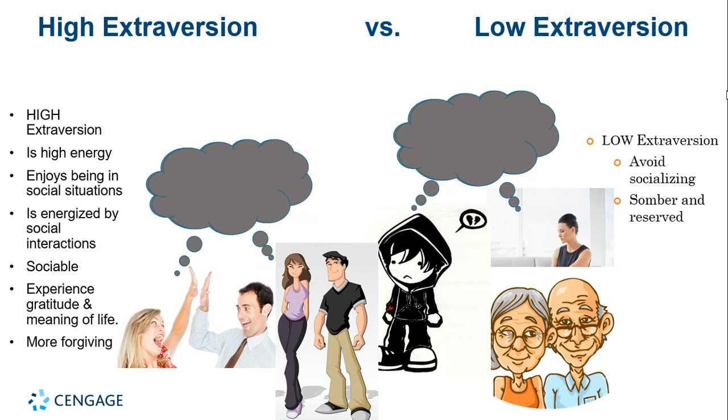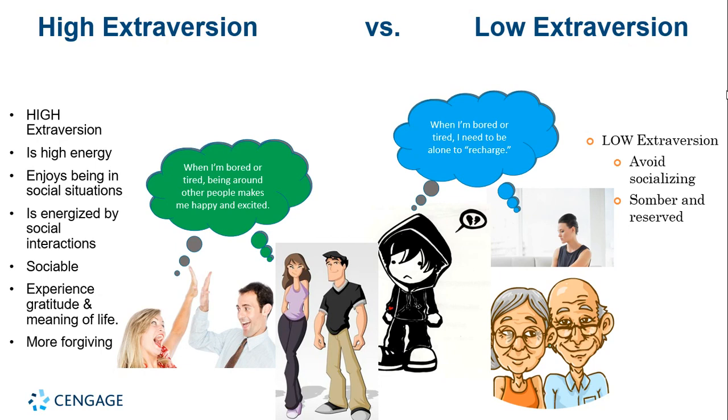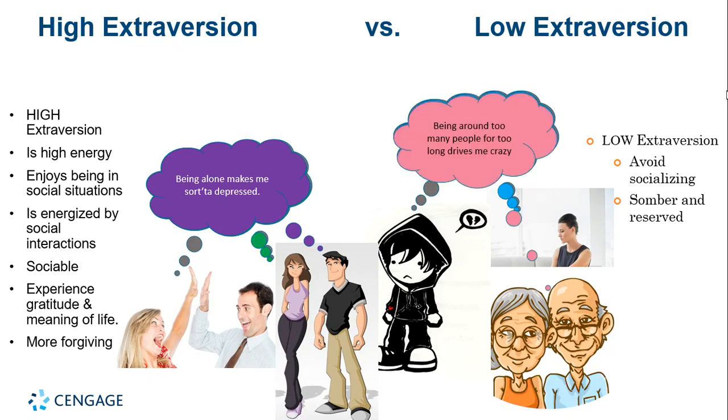Here are some examples. People who are high in extroversion might say, when I'm bored and tired, being around other people makes me feel excited and happy. Whereas people who are introverted might say, when I'm bored and tired, I need time to be alone so that I can recharge. People who are high in extroversion might say, being alone makes me sort of depressed. Whereas people who are low in extroversion might say, being around too many people for too long drives me crazy.